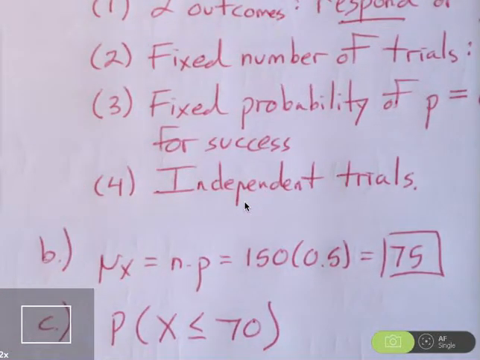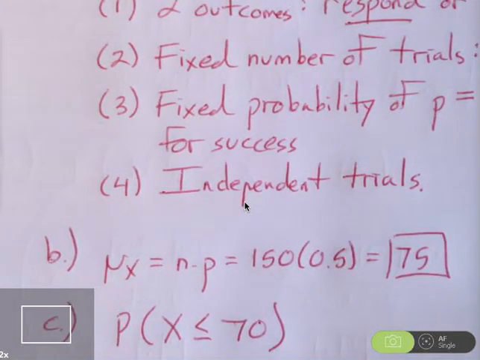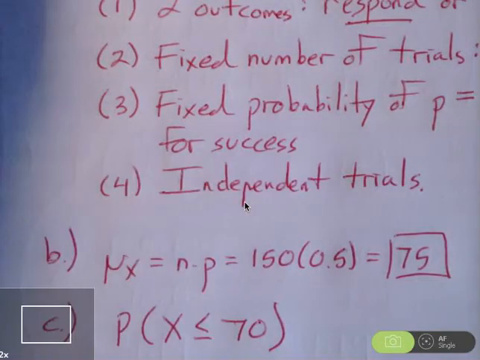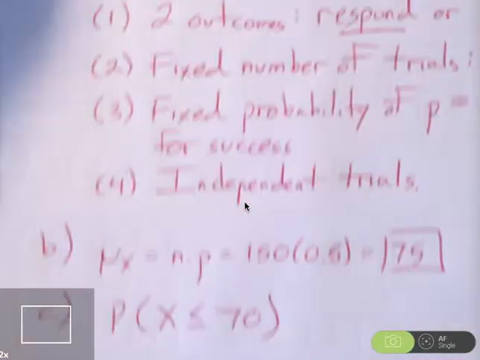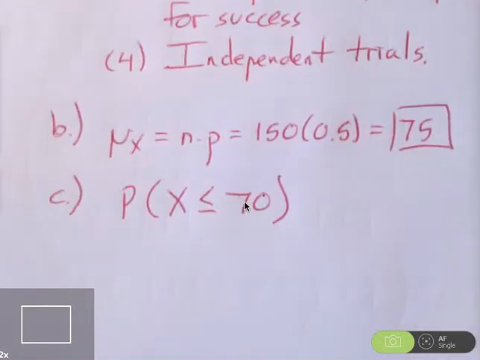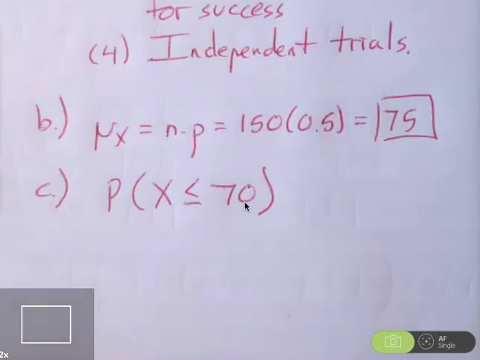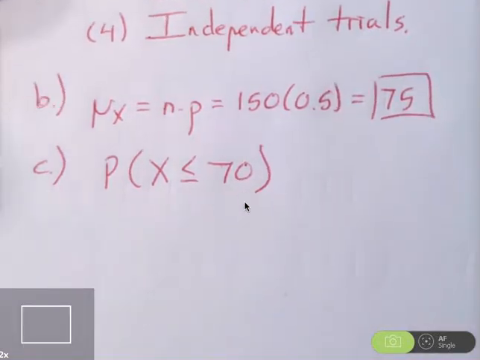So in part B, the expected number of replies, n times p, 150 times a half, would be 75. So in part C, the question is asking what's the likelihood that you get 70 or fewer responses. You're told to do the normal approximation. So I'll go ahead and do that.